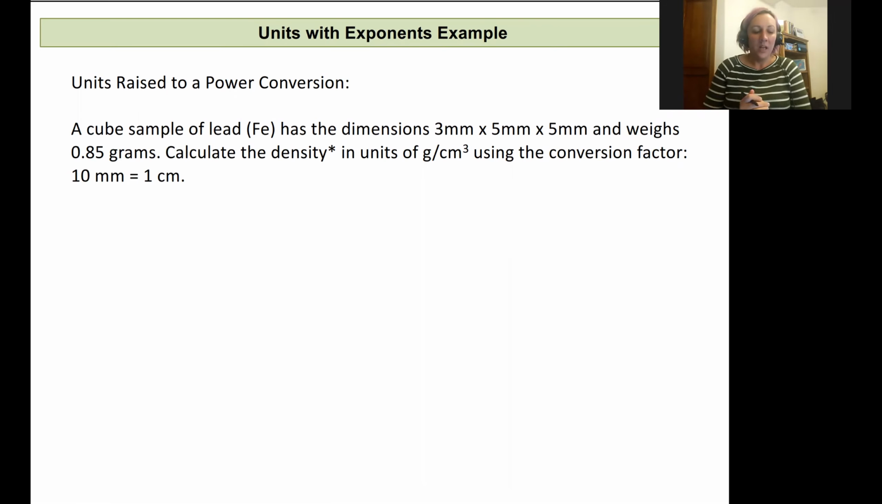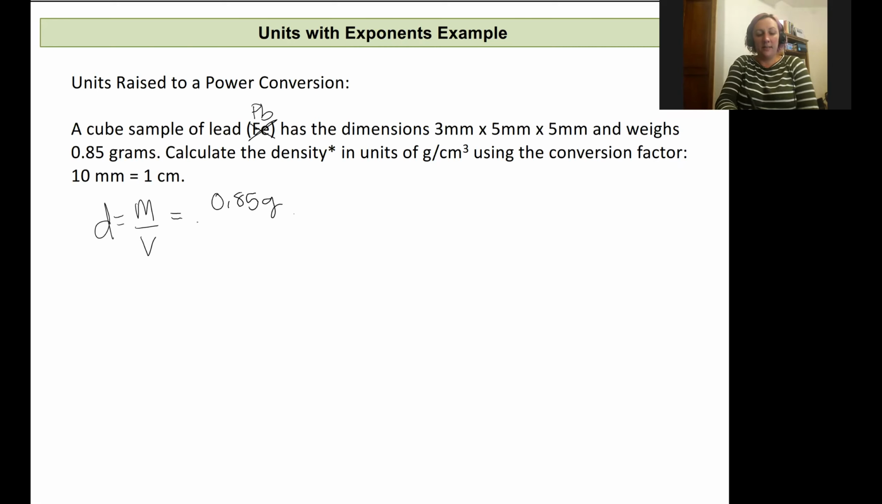Okay, so we've got a cube sample of lead, or iron. That's not lead. Lead would be Pb. And we know it has dimensions of 3 by 5 by 5 millimeters. And it weighs 0.85 grams, and we need to calculate the density in terms of units of grams per centimeters cubed. So density is equal to mass divided by volume. I've got this mass, it's equal to 0.85 grams. I now need to find volume in terms of centimeters cubed.